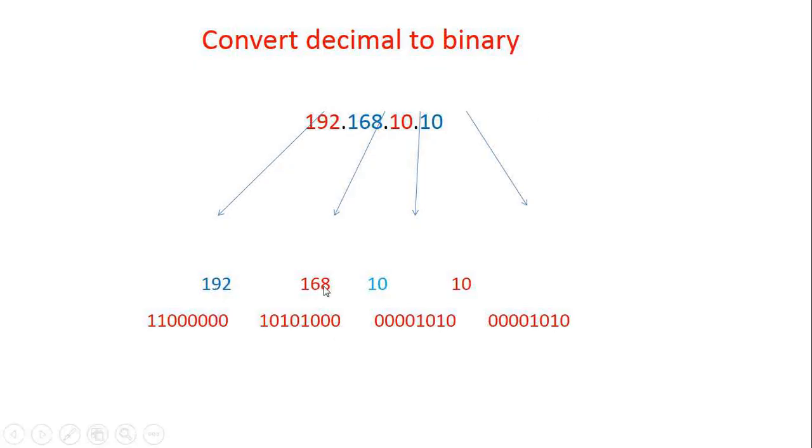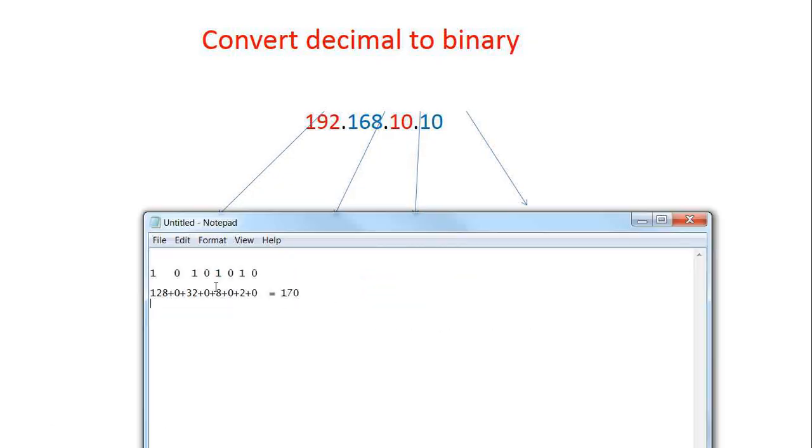And in the second octet they got 168. Third octet they got 10, and the fourth octet using the same thing, you multiply by these two power values and then sum it up. You'll get the value.